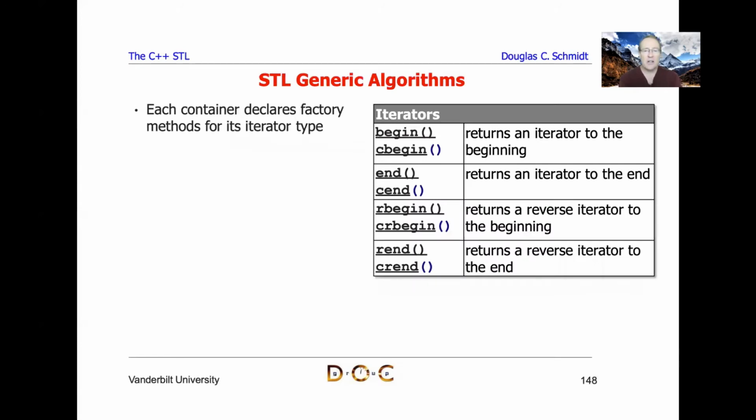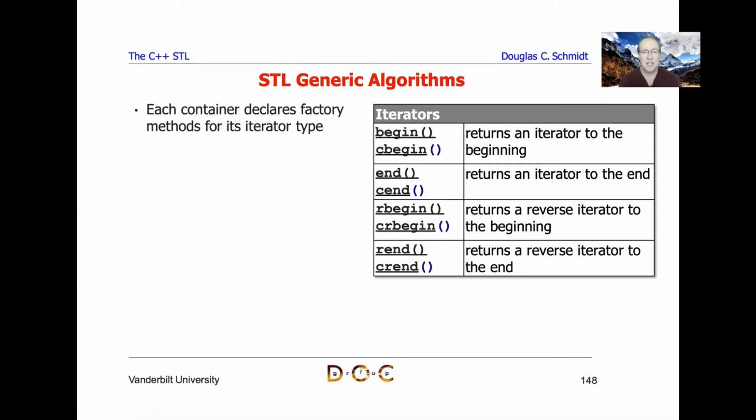Each container defines a bunch of factory methods for its iterator types, should be plural. And here are the typical spate of factory methods that are defined in modern containers. You, of course, have begin and end, and those give you back iterators, unless you have a const object, in which case they give you back const iterators.